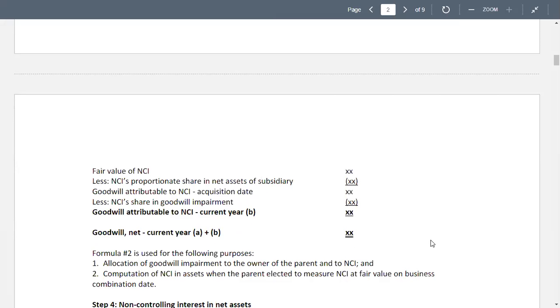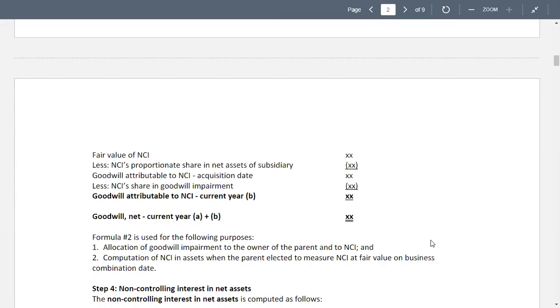Now, formula number 2 is used for the following purposes. 1, allocation of goodwill impairment to the owner of the parent and to NCI, and computation of NCI in net assets when the parent elected to measure NCI at fair value on business combination date.